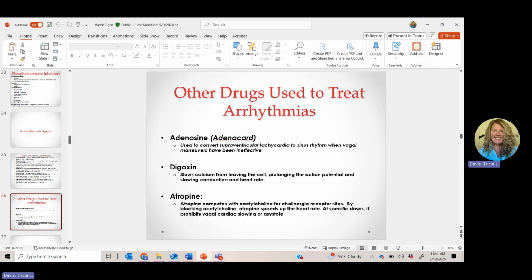Digoxin, again, we talked about this, slows the calcium from leaving the cells, which slows the conduction rate and our heart rate. And then atropine is a medication that we give. Atropine actually competes with acetylcholine for those cholinergic receptor sites in the body. It blocks acetylcholine and it speeds up the rate of the heart. Okay, so at different doses, it prevents that vagal cardiac slowing or asystole.